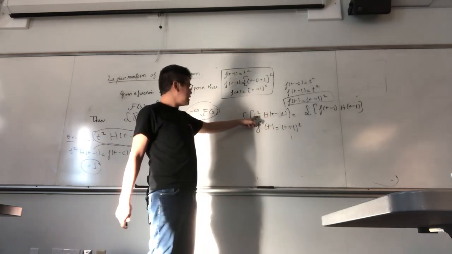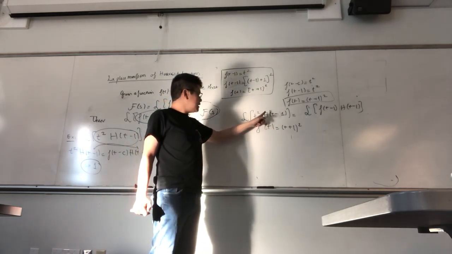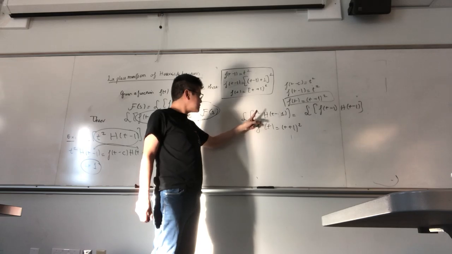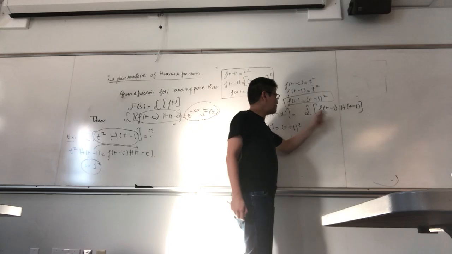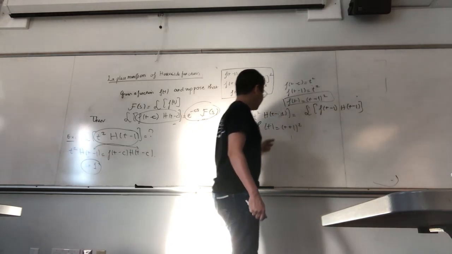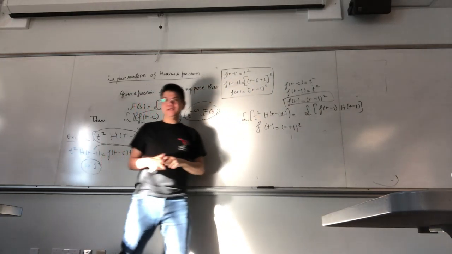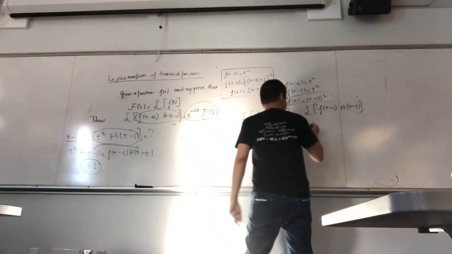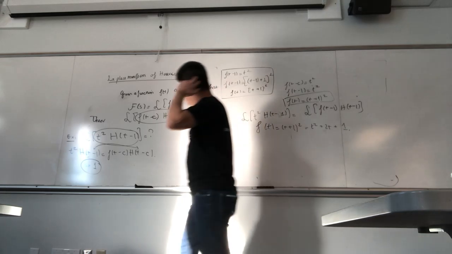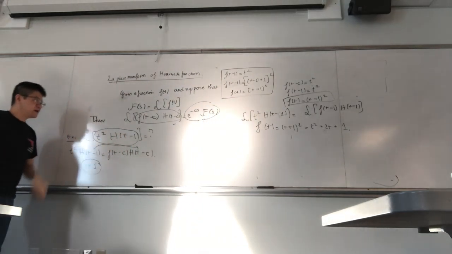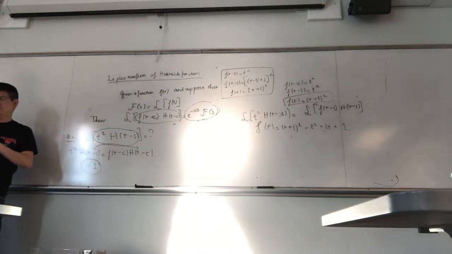So now I identify that the Laplace transform of t squared h of t minus 1 will be the Laplace transform of f of t minus 1 h of t minus 1 with f of t to be t plus 1 squared, right? So t plus 1 squared is t squared plus 2t plus 1. Right? So how can I use this formula?